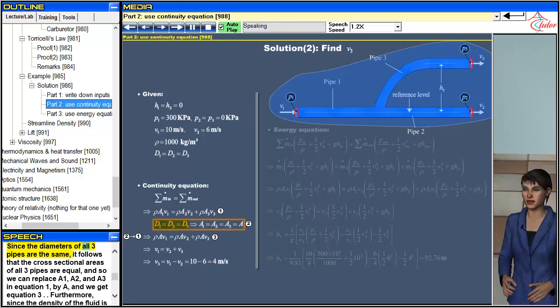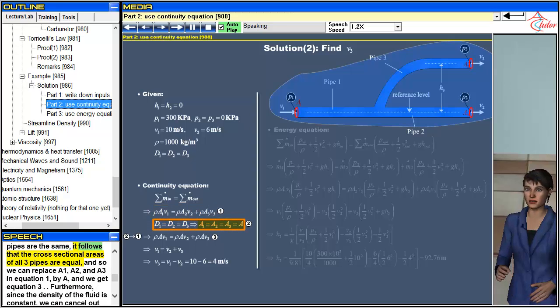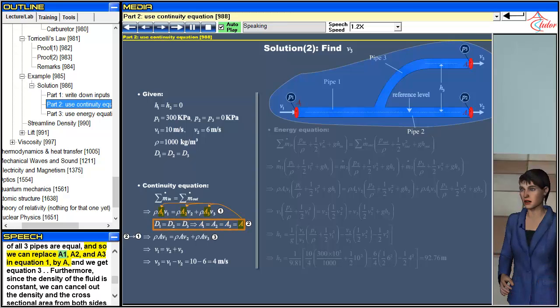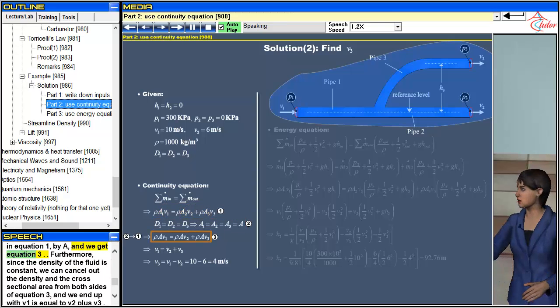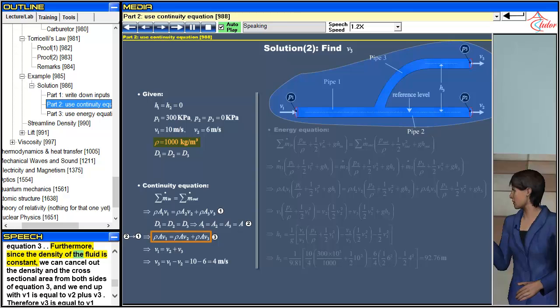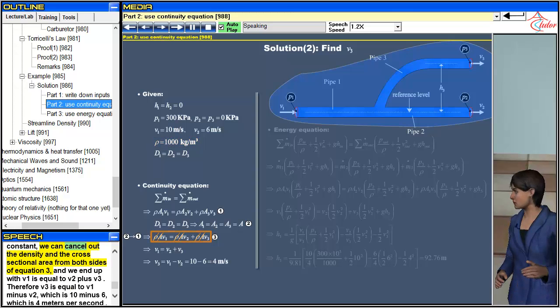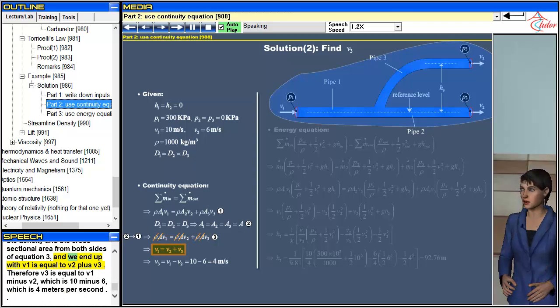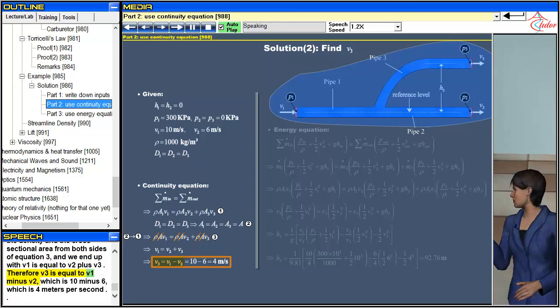Since the diameters of all three pipes are the same, it follows that the cross-sectional areas of all three pipes are equal. And so we can replace A1, A2, and A3 in equation 1 by A. And we get equation 3. Furthermore, since the density of the fluid is constant, we can cancel out the density and the cross-sectional area from both sides of equation 3. And we end up with V1 is equal to V2 plus V3. Therefore V3 is equal to V1 minus V2, which is 10 minus 6, which is 4 meters per second.